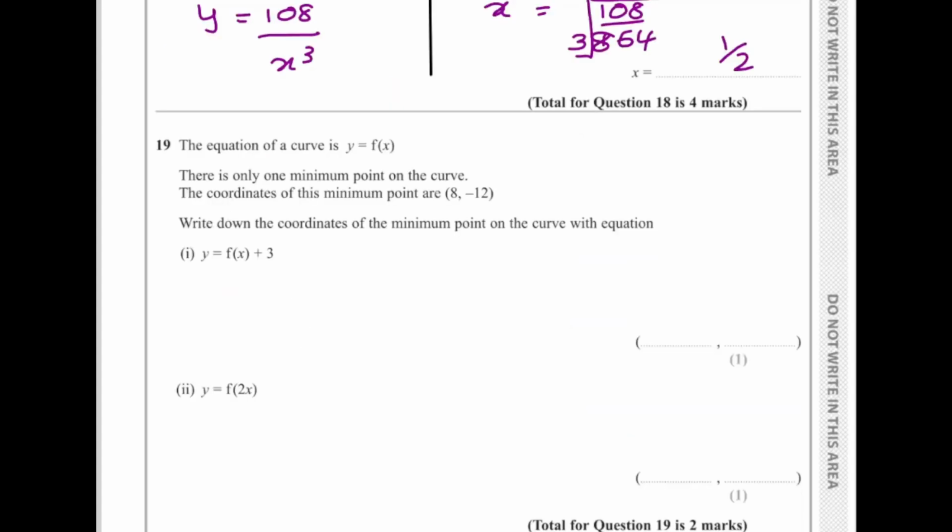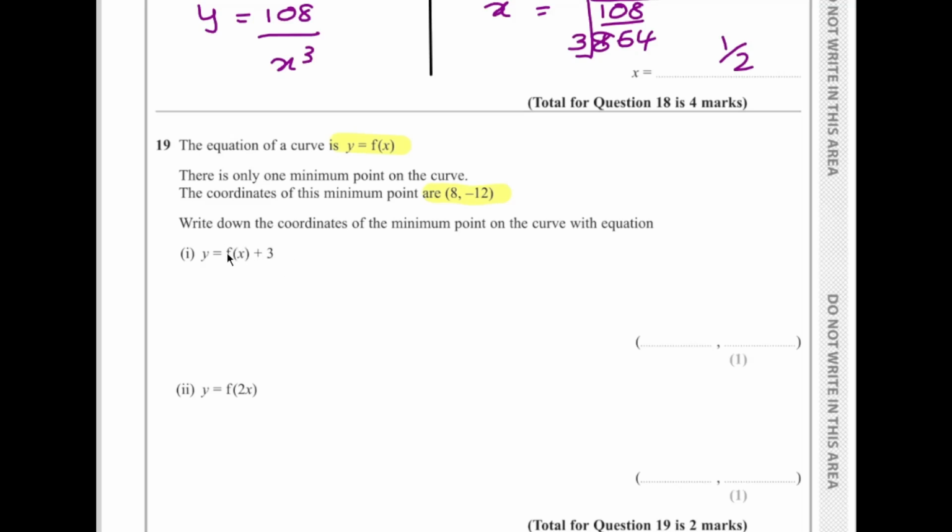Question 19, under transformation of curves. The equation of a curve is y equals f of x. So this is the original one. Original equation is f of x. There is only one minimum point on the curve. The coordinates of this minimum point are 8, minus 12. Write down the coordinates of the minimum point on the curve with the equation y equals f of x plus 3. The first thing is you've got to understand what this transformation is.